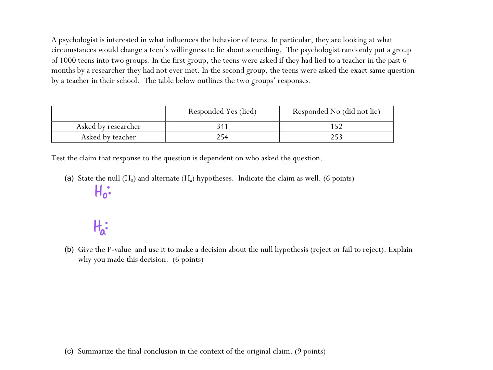Okay, for tests of independence, the null hypothesis is always that they are independent. The alternative hypothesis is always that the variables are dependent. So in this case, I might say, test the claim that the response to the question is dependent on who asked the question. Okay, so my null is going to be response to the question is independent from who asked.